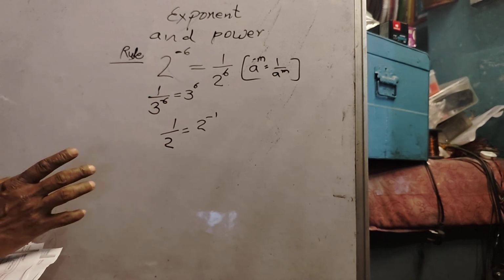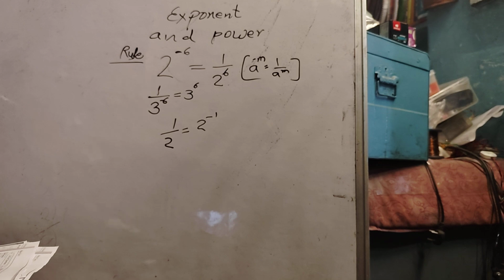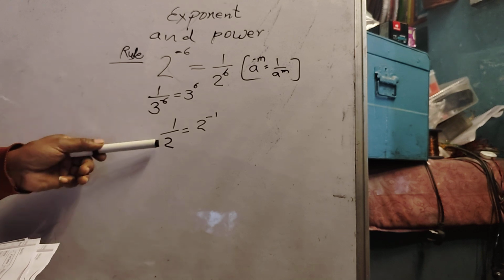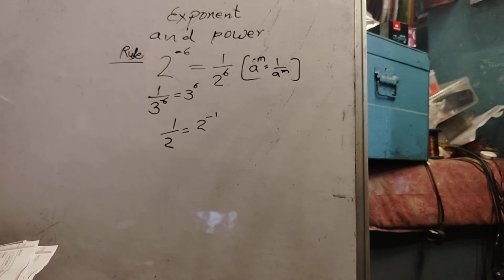So in exponent and power, this rule is important. If a number doesn't show a power, then by default any number has power 1, not 0, because any number whose power is 0 is equal to 1, not the same number. So any number by default has power 1.